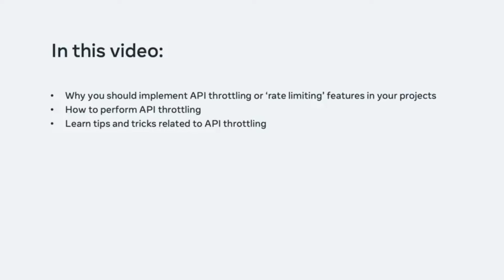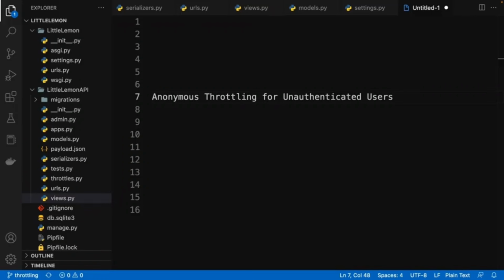Throttling classes are built into DRF. There are two major types of throttling. One is for anonymous or unauthenticated users, and the second one is for authenticated users. An anonymous throttling rate will be used when there is no token in the API header, and user throttling will be used when there are valid tokens.